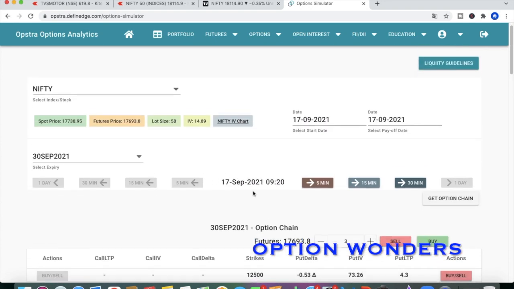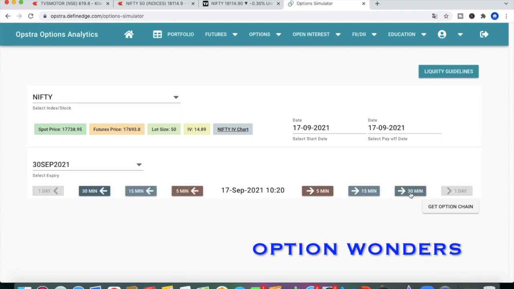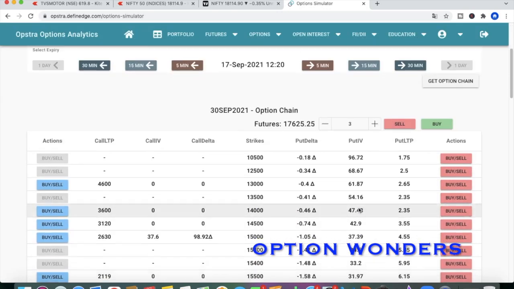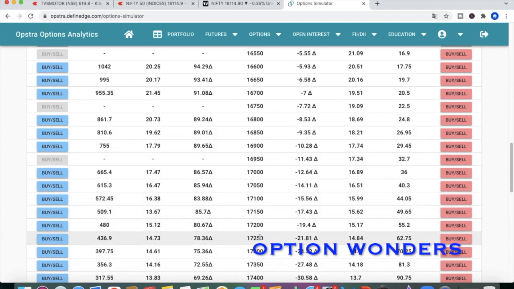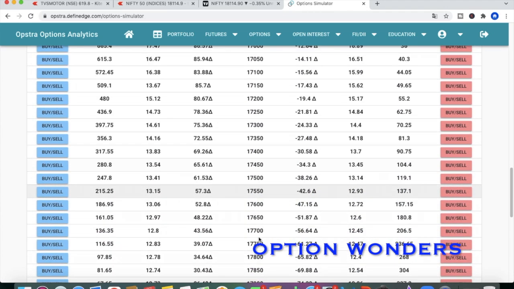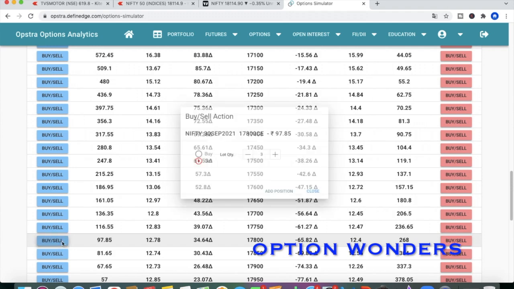Now we are not going to select because we are not entering now. We will be entering only after 12:15. We have time, so at 12:20 we will be entering. Now let's take the 17,800 call option. That's what we are going to take, right? What is the price? 97.85. So we have to sell.